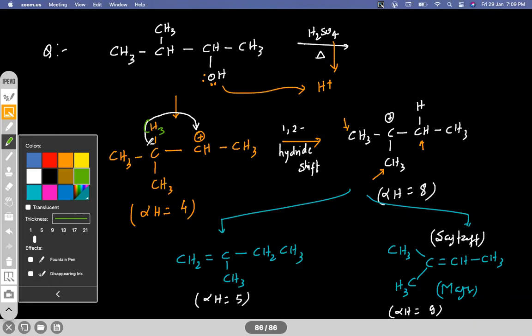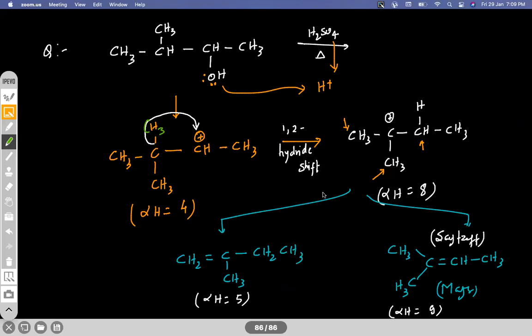If it is phenyl, then it is a 1,2 phenyl shift. So depending upon the group, we can have the name of the shifting, correct? The objective is to get a more stable carbocation. After this also, if the shifting is possible and we are getting a more stable carbocation, then we'll do the shifting again. So we keep on doing this shifting till we get a more stable carbocation. Always from less to more stable carbocation forms. More to less is not possible. Understood? No doubt?